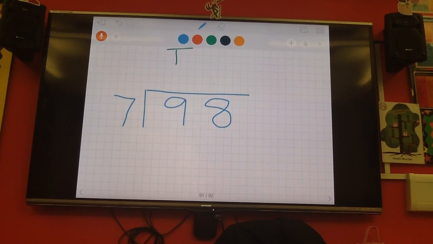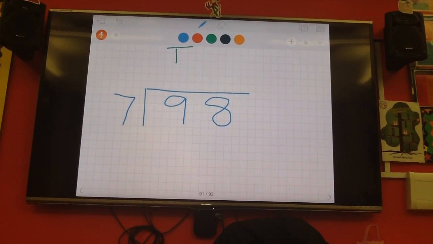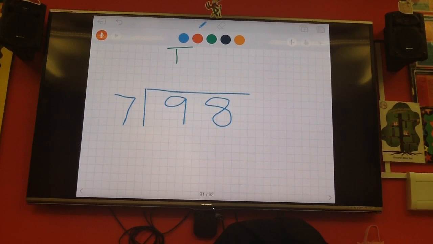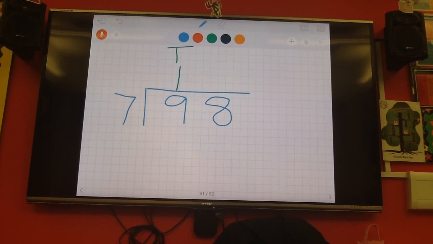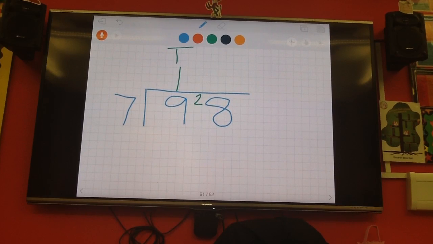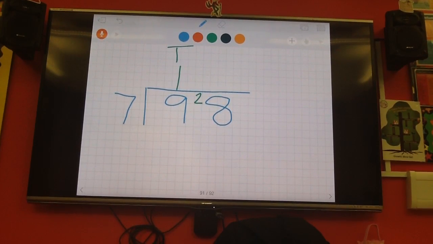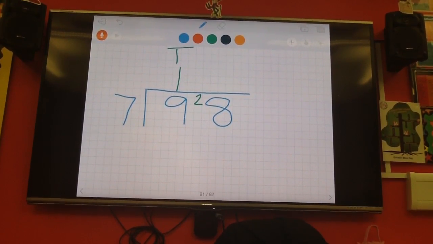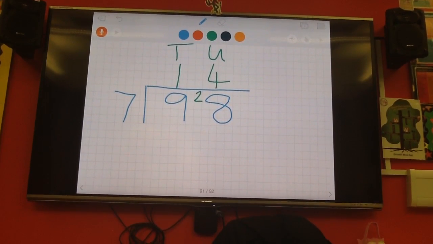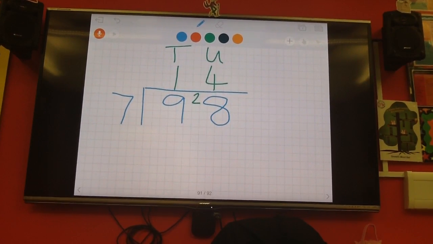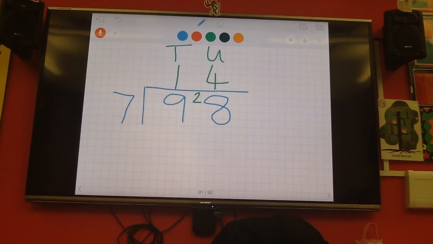We look at how many 7s fit into 9, writing this above that in the tens column. So how many 7s fit into 9 would be 1, and then there are 2 lots of 10 left over. This would then be placed in the units column. We then use our 7 times table to count up to find how many 7s there are in 28. 7, 14, 21, 28. So in the units column, how many 7s fit into 28 would be 4. In this case, there are no remainders, or nothing left over.